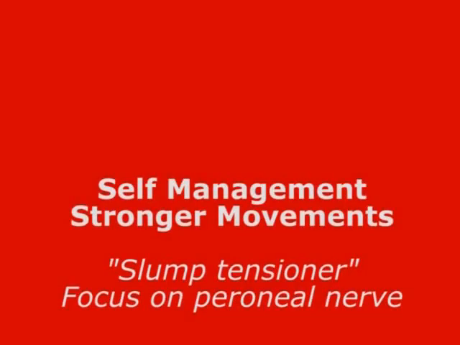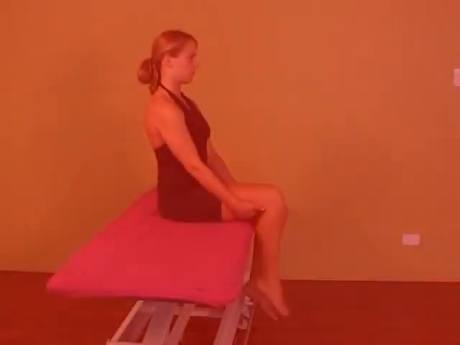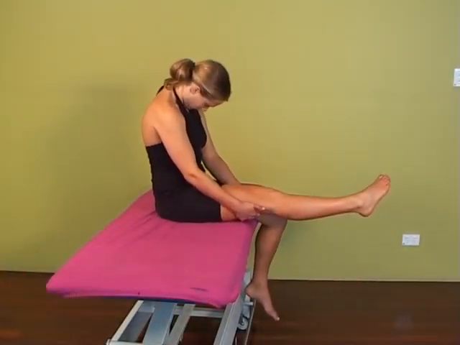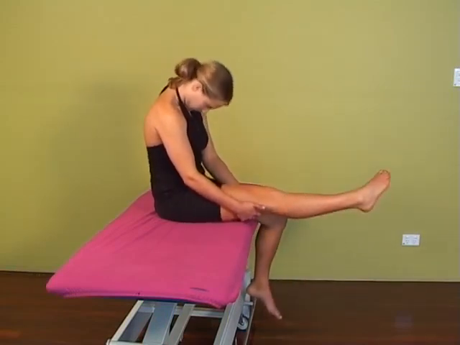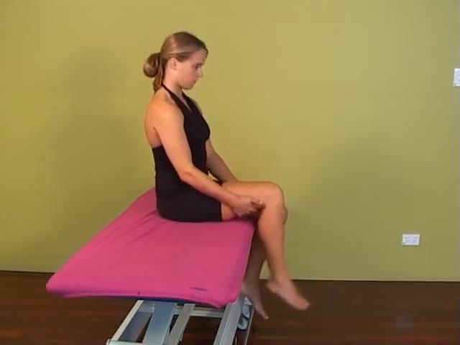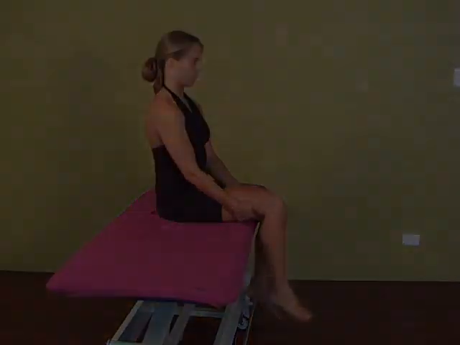Self-management, stronger movements. A slump tensioner focusing on the peroneal nerve. The same technique can be performed here with the foot in plantar flexion inversion. And of course you could also do it with more of a focus on the tibial nerve if the foot was held in dorsiflexion eversion.